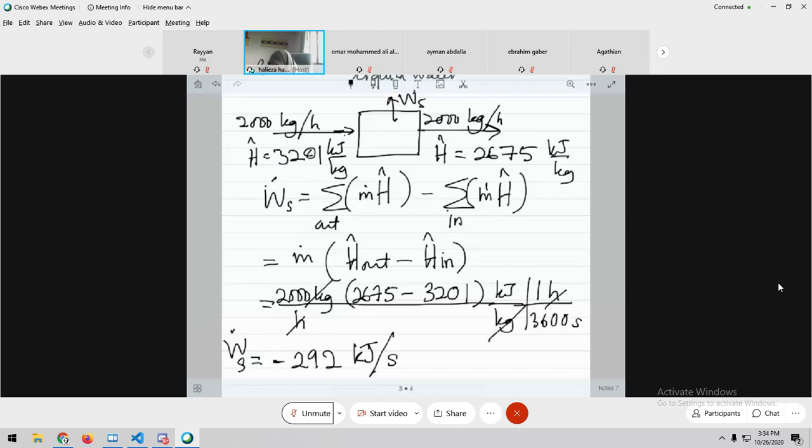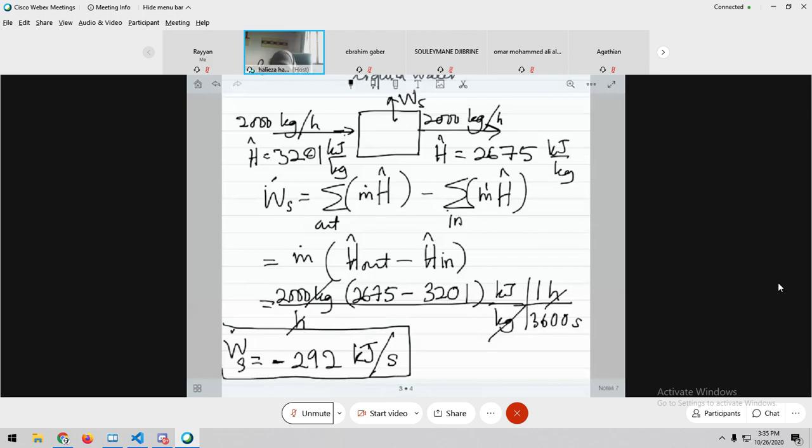Anybody get a different value? Did all of you manage to get the same value? Yes, negative 292.2. The negative symbol indicates that work is getting out from the system. The turbine is giving off work. The turbine is turning the shaft, so that's why it's negative. Your arrow should be pointing outward. Any question on this?